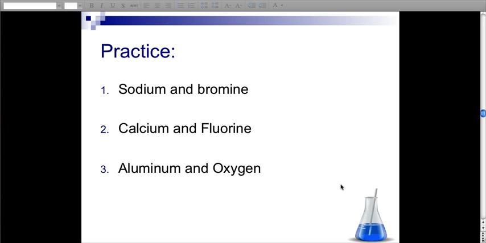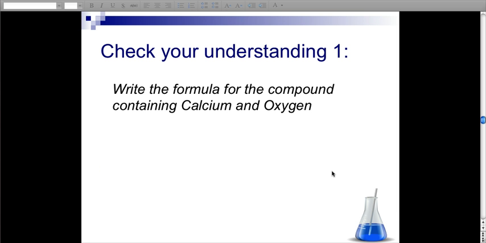So let's practice. Sodium and bromine. Calcium and fluorine. Calcium is a 2+, fluorine is a -1. To balance it out, we need to have 2 fluorines for every 1 calcium. Aluminum and oxygen. This is one of the more complicated ones because aluminum has a 3+ charge and oxygen a -2. However, you just crisscross the oxidation numbers and you have 2 aluminums for every 3 oxygens.